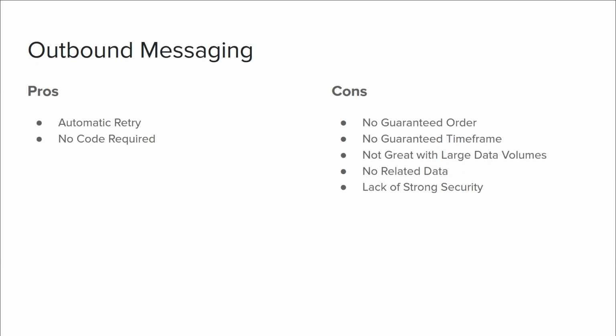The cons are it has no guaranteed order. It will put it into the queue, but it might deliver another message first because of that retry. When it retries, it sticks it back on the back of the queue and the next message goes. So if you have data that has to be delivered in a specific order, think case with a case comment, maybe you want the comment to go first and then the case update to go second. That order may not happen.